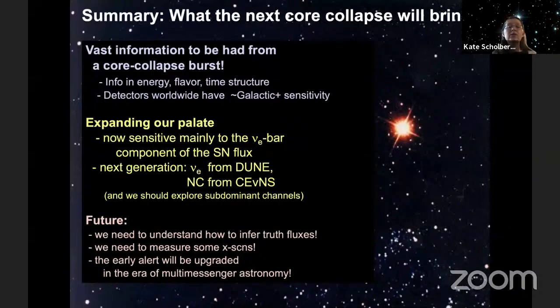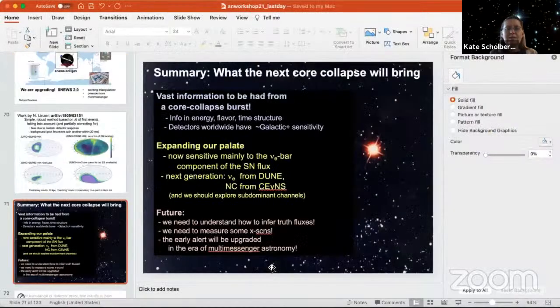We're also upgrading the early alert, and we have multi-messenger astronomy now, gravitational waves, all kinds of other things. And I think it will be a tremendously exciting event when we get the next supernova. So I will stop there. Happy to have any questions. And I hope I have transmitted to you some enthusiasm for what will happen.